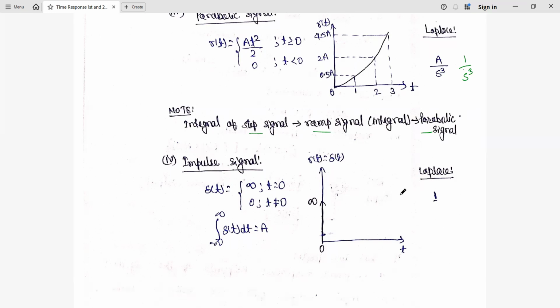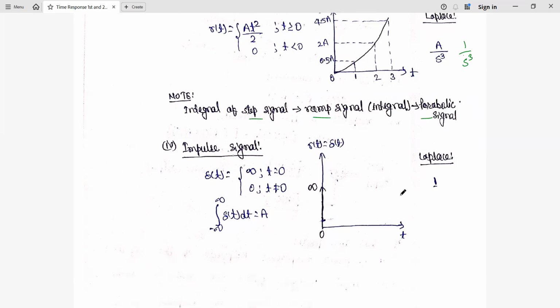Next, we have the impulse signal. The impulse has a value of infinity at t equal to 0. So it has a value only at t equal to 0, at that instant alone. For the remaining t not equal to 0, its value is 0. You see that the integral of the impulse function from minus infinity to plus infinity is equal to a, and the Laplace of it is given as 1. If it is the unit impulse, then in place of infinity it will have a value of only 1.